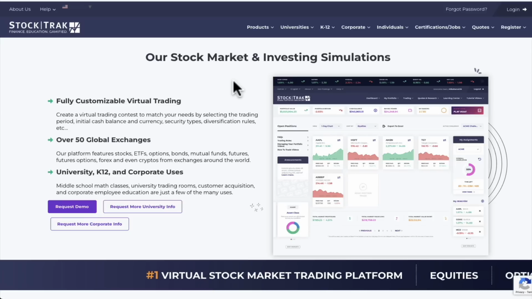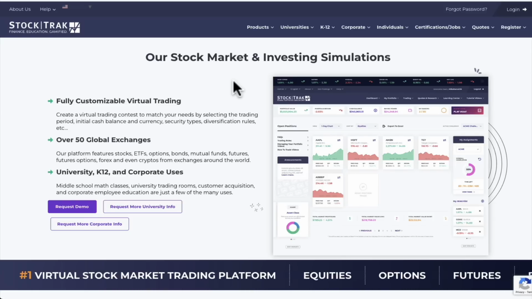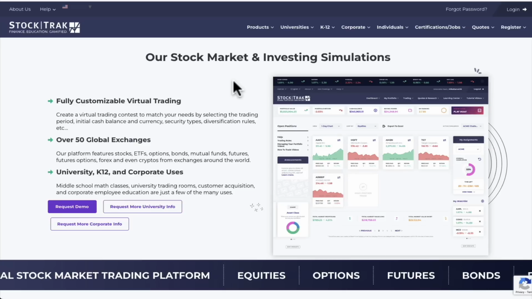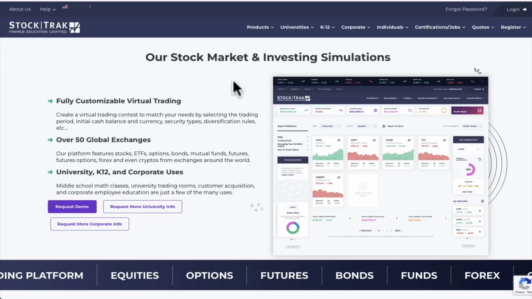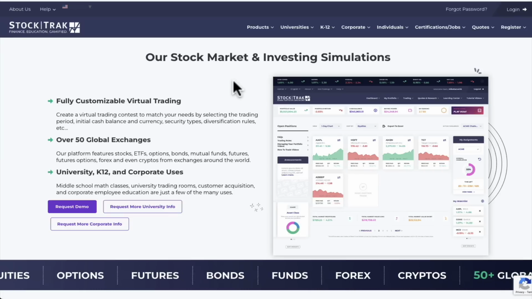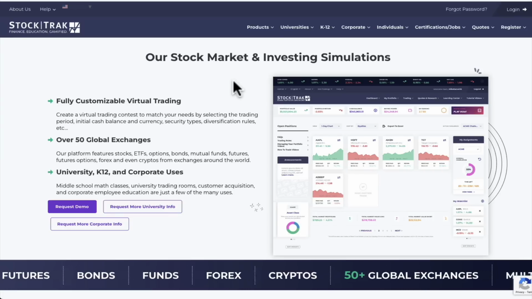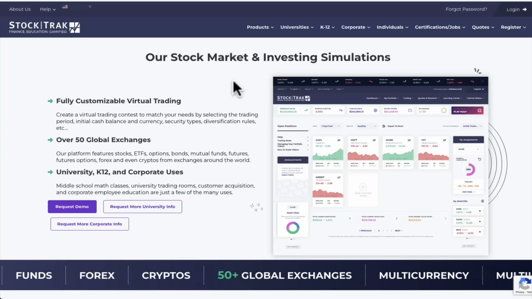But this will allow you any asset class anywhere in the world. You can do currencies, commodities, futures, you could trade any market, any stock, any asset that is currently traded with live quotes. You can trade through StockTrack. So it is a good comprehensive system to use. Use a paper portfolio. Do not use a real portfolio for this.